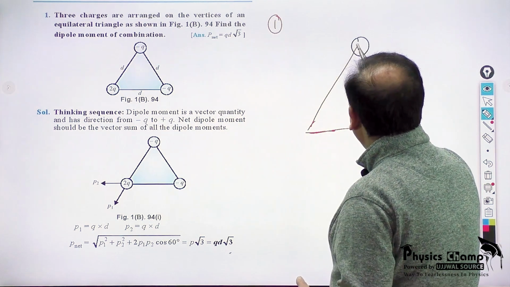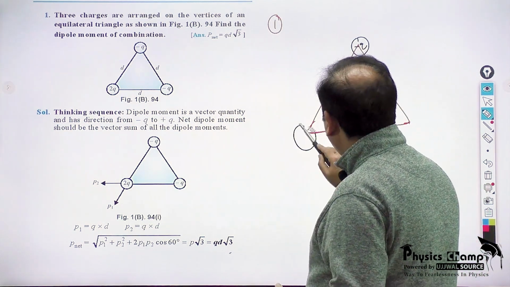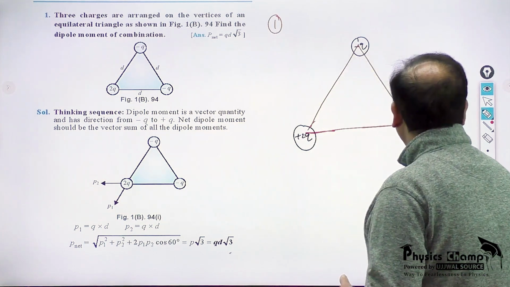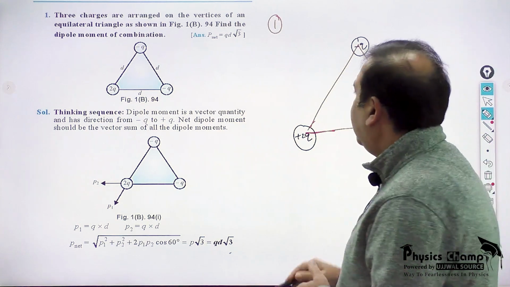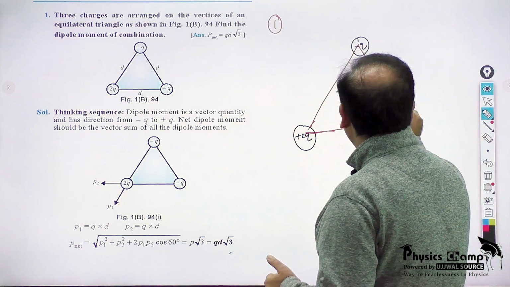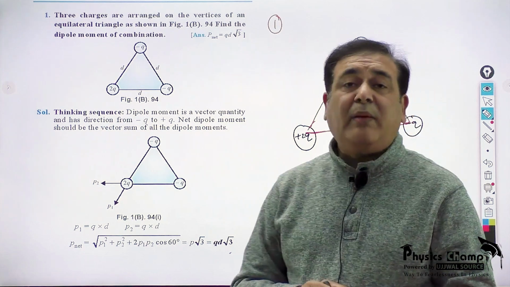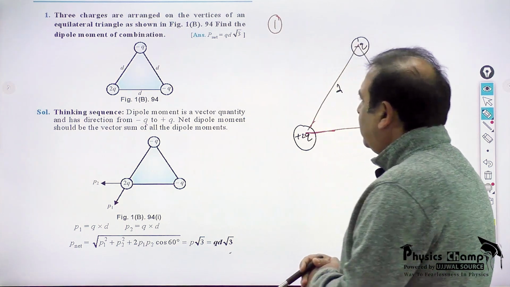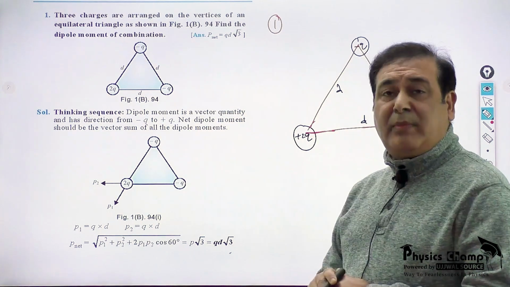On this side, there is a charge minus Q. Over here, there is a charge plus 2Q. And here, there is again a charge minus Q. So 3 charges, and everywhere on this equilateral triangle, the separation is D. Find the dipole moment of this combination. So we want the dipole moment of this combination.